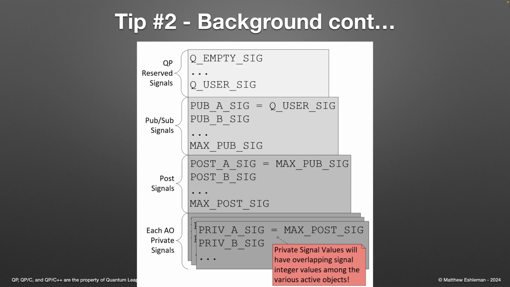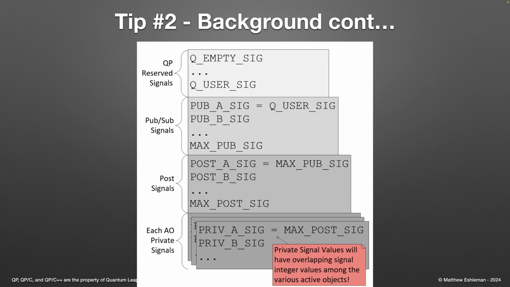Or for some strange reason, somebody doesn't protect the privacy of their signal, and it ends up leaking and becoming a directly posted signal. And what ends up happening is that you get a very confusing bug where you swear you're posting private A sig, but some other active object is processing post A sig behavior. And again, this is just human error, but I like to avoid human error. And when your projects get larger, you really want to kind of go out of your way.